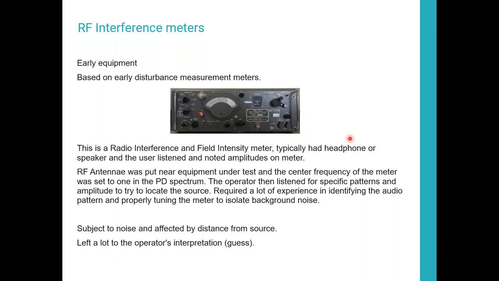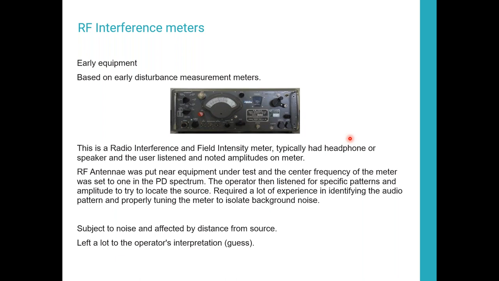With the early equipment, it was basically RF, radio frequency based interference meters that were used, where they would put radio antennas near the equipment and try to detect specific RF frequencies that are attributed to partial discharge. And based on intensity and the RF signals being picked up within the PD spectrum, they would physically listen with headphones or a speaker for specific patterns to try to locate the source.